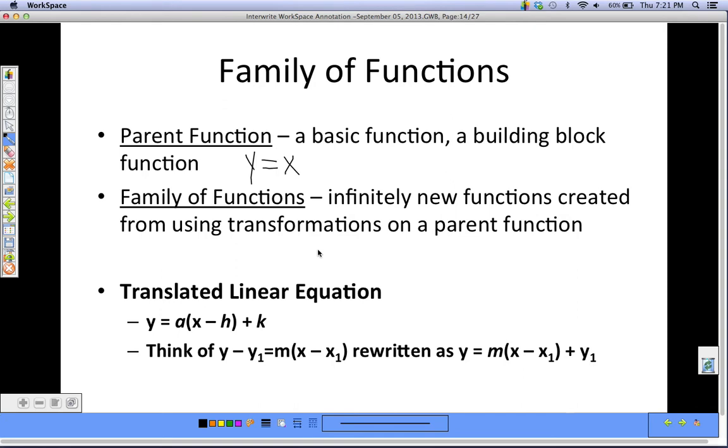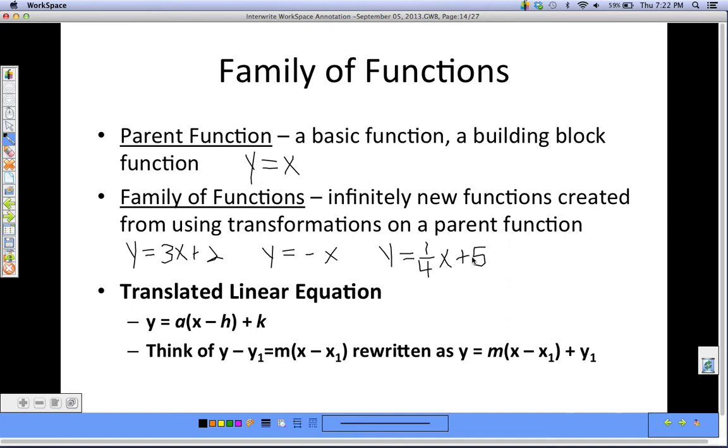Then, anytime we do a transformation on the parent function, that becomes part of our family of functions. And there are infinitely many possibilities there. We could have y equals 3x plus 2, y equals negative x, y equals 1/4 x plus 5. Any of those can be considered part of the family of functions.